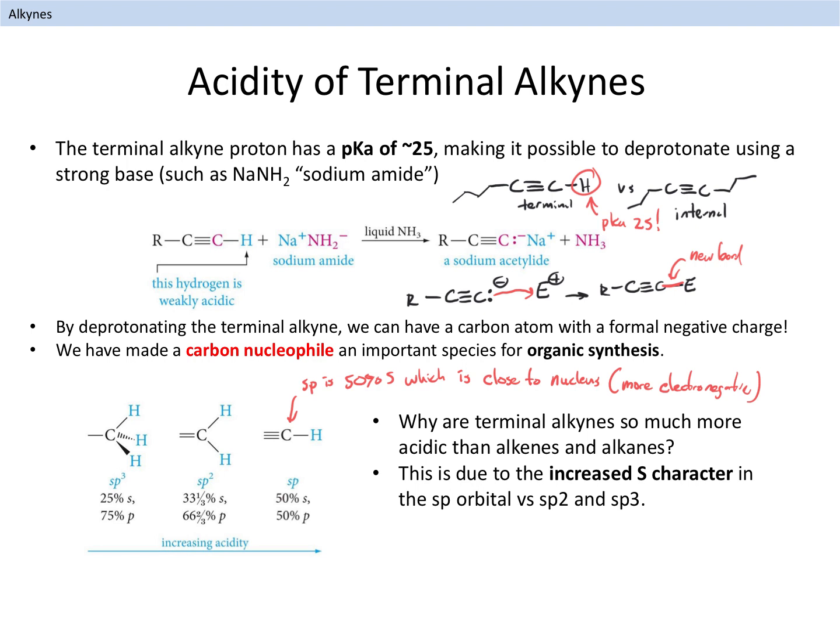These acetylide ions are excellent nucleophiles that can participate in carbon-carbon bond-forming reactions, significantly expanding the versatility and complexity of organic synthesis. That concludes Lesson 3.